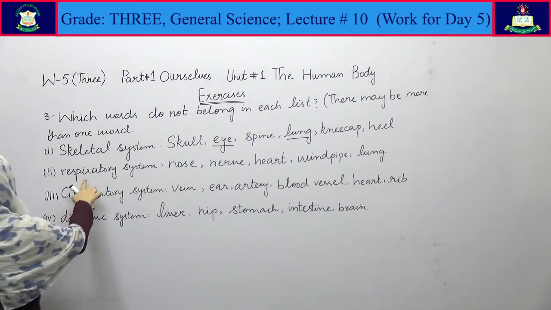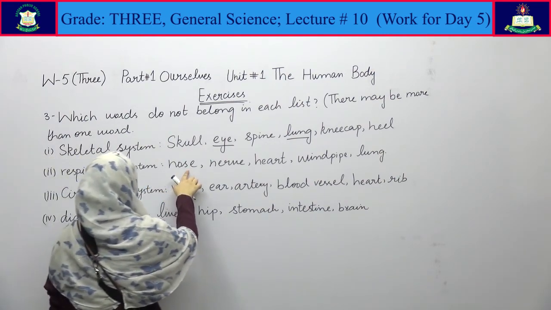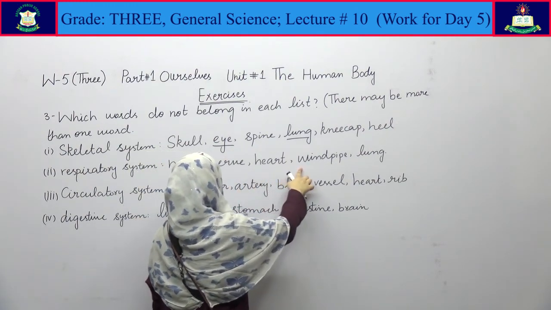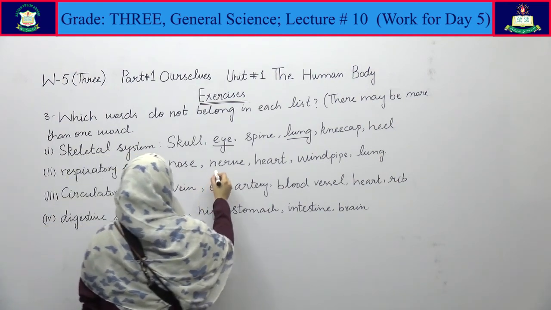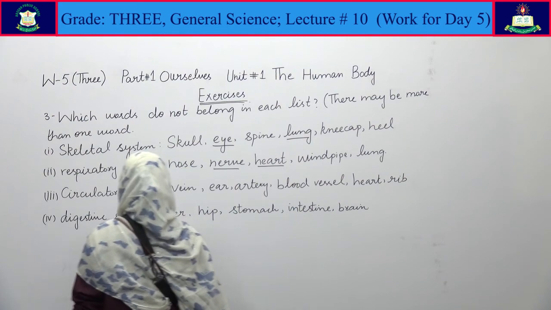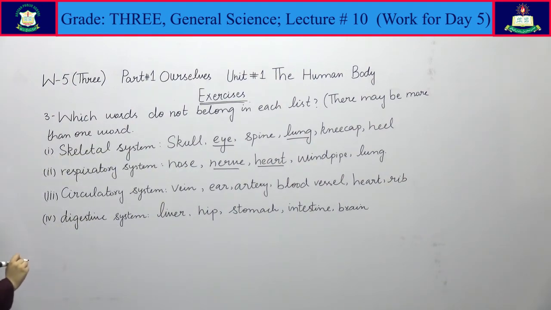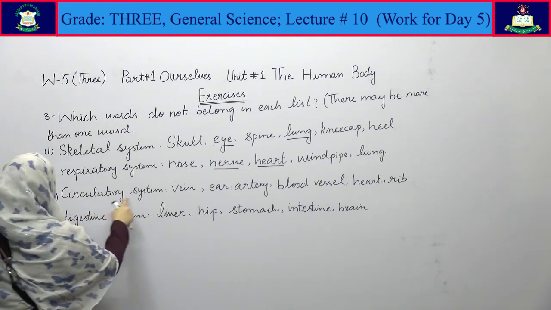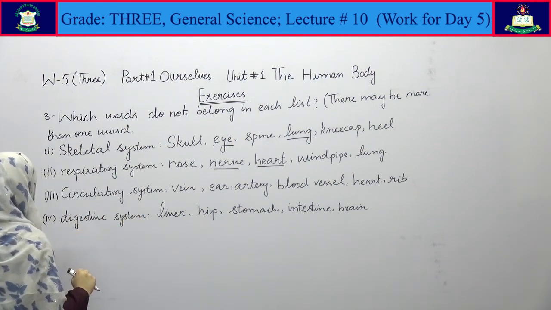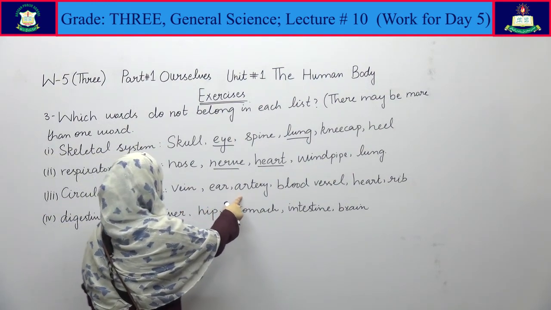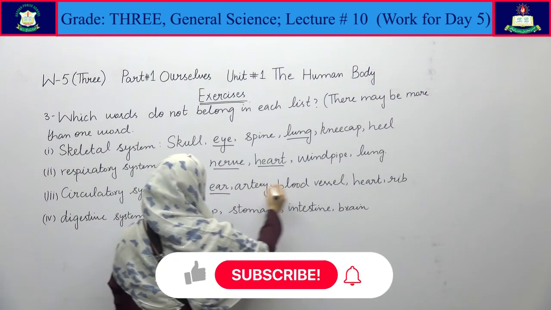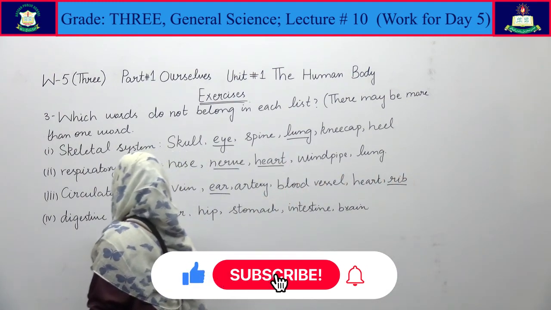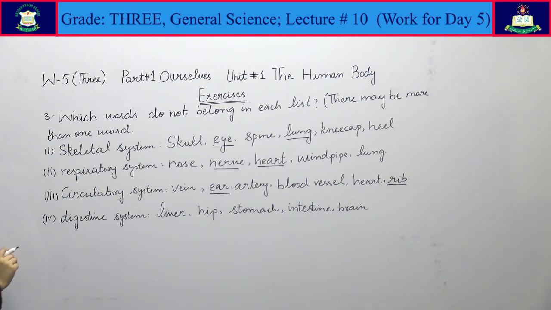Next is respiratory system. Nose, windpipe and lung makes up the respiratory system. So nerve and heart, these two words do not belong in this list. Third is circulatory system, which consists of vein, artery, blood vessels and heart. So ear and rib, these two words do not belong in this list.